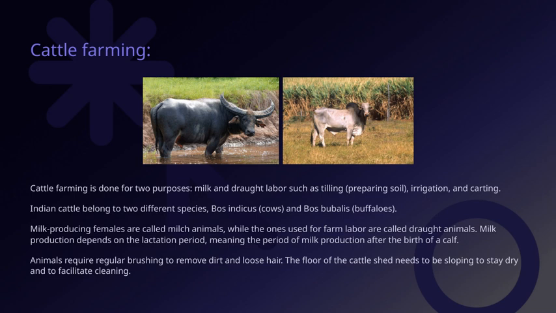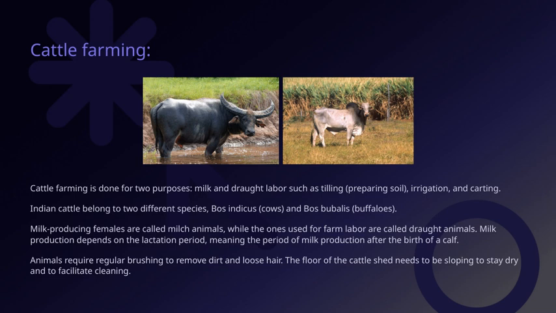In India, we have two different species of cattle. One is Bos indicus, commonly known as cows, and the other is Bos bubalis, which are buffaloes. Each of these species has unique qualities that make them suitable for particular purposes in our agricultural landscape.